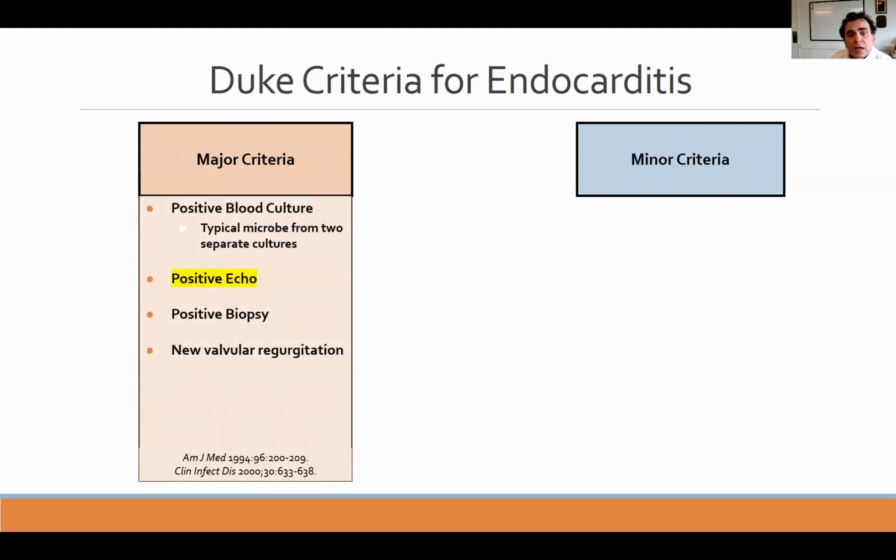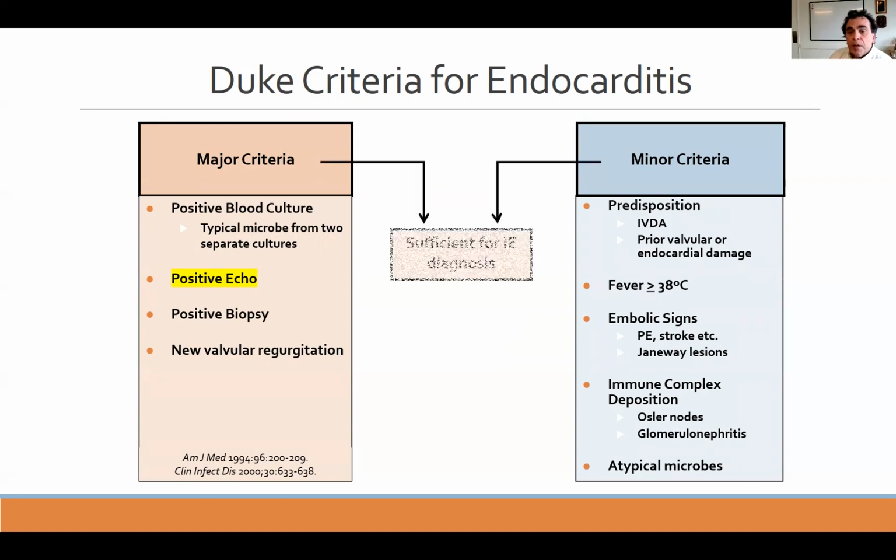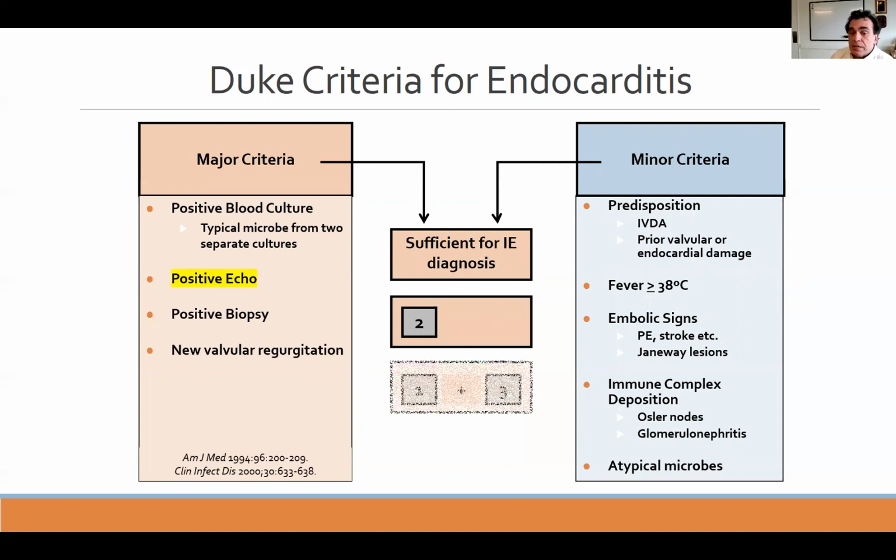Major criteria include positive blood cultures with the microbes that are typical for causing endocarditis. There should also be a positive echocardiographic finding, and a vegetation that is independently mobile is one of such echocardiographic findings. There could be a positive biopsy or new valvular regurgitation. Among the minor criteria are predispositions, intravenous drug use, prior valvular damage, embolic signs, fever, immune complex deposits, and atypical microbes. So to establish the diagnosis of endocarditis, we typically have to have two major criteria, or a combination of one major and three minor criteria, or simply five minor criteria.